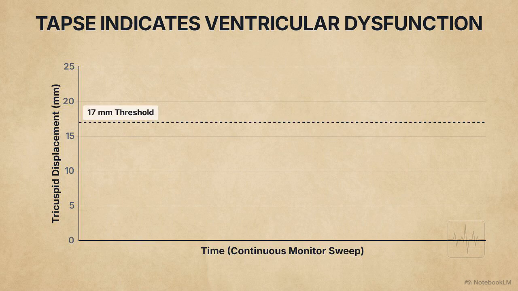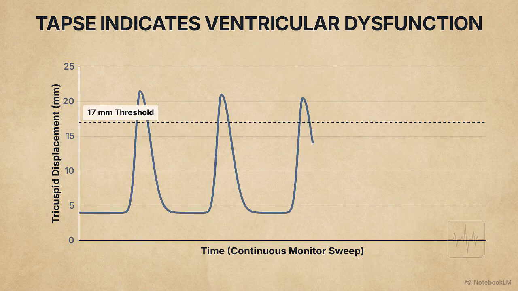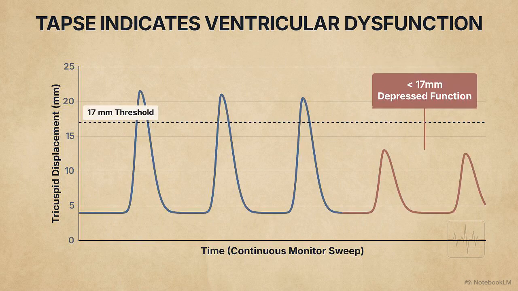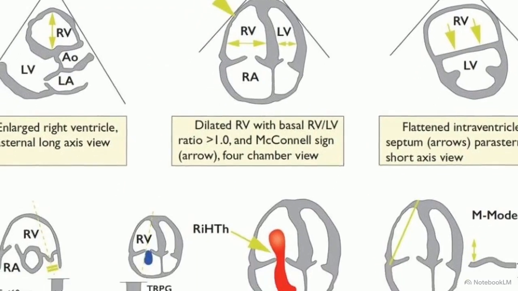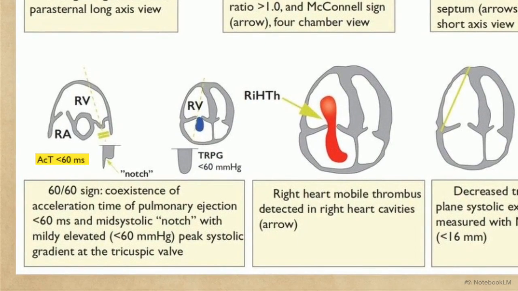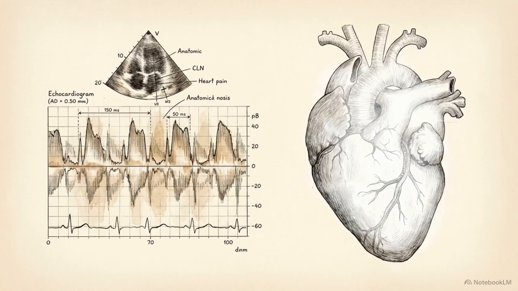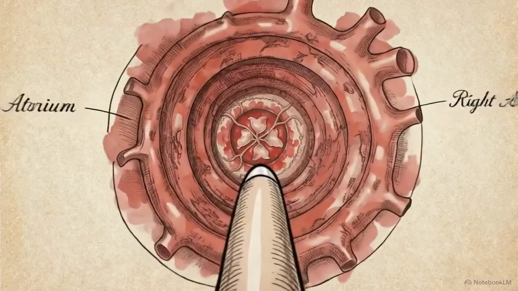A TAPSE value below 17 millimeters indicates depressed longitudinal contraction of the right ventricle. In acute cases, a four-chamber view can reveal McConnell sign, where the right ventricle apex contracts while the mid-free wall remains akinetic. The 60-60 sign combines a pulmonary acceleration time under 60 milliseconds with a peak systolic gradient below 60 millimeters of mercury. While echocardiography provides vital morphological data, it remains an estimation and cannot definitively rule out the influence of left-sided filling pressures. Phase 4 is right heart catheterization.